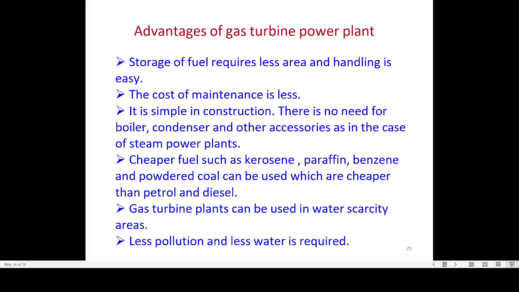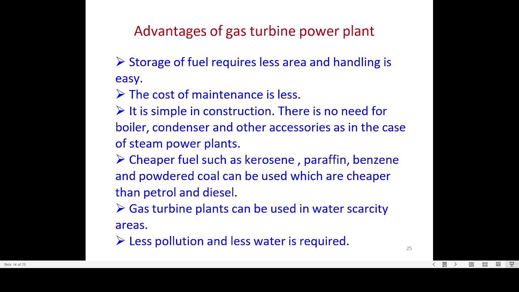The cost of maintenance is obviously less because a lesser number of components are there. The cycle is less complex as compared to that of the steam turbine power plant. So it is simple in construction. There is no need for any boiler, any condenser, or any other accessories which are very commonly used for the steam turbine power plant.